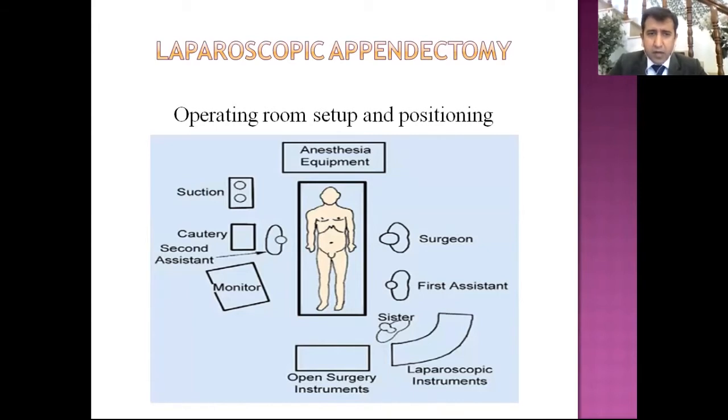The screen, monitor, and insufflator should be on the right side of the patient. The IV line should be on the right side of the patient. There should be no IV line on the left side, because the left arm should be by the side of the patient, so that the cameraman or surgeon does not feel any resistance. So this is the placement of the patient, surgeon, and assistants. The first assistant should be on the left side, and the first and second assistants should be on the right side of the patient.